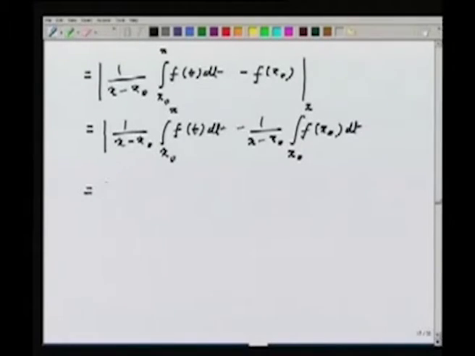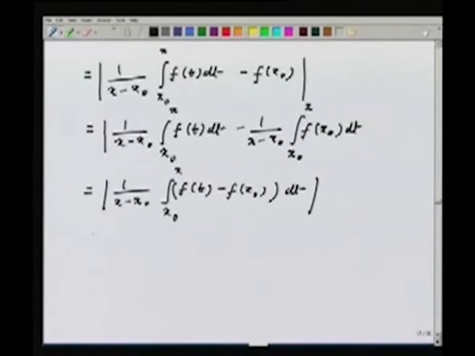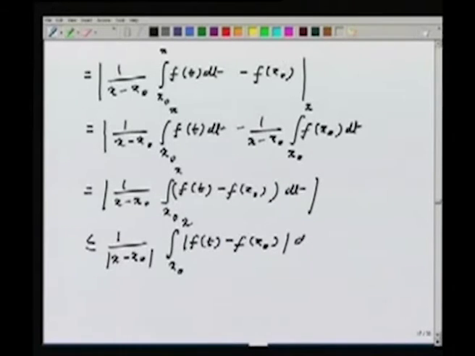Now I write this as modulus of 1 by x minus x0 times integral x0 to x of f(t) minus f(x0) dt modulus. And then I use the inequality which I have already proved. It is 1 by modulus x minus x0 times integral x0 to x modulus of f(t) minus f(x0) dt.